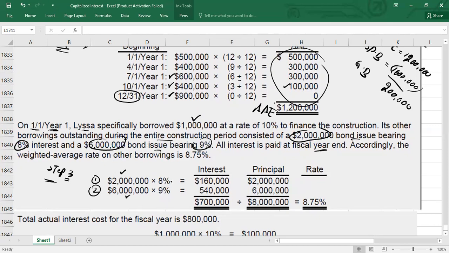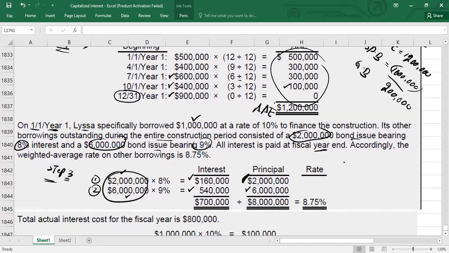Once you multiply, you will get the actual interest. 160,540 for the general borrowing. So your total interest is $700,000, and your total principal amount is how much? 8 million. So this is the principal amount, 2 million and 6 million, so its total is 8 million. So now what you will do?